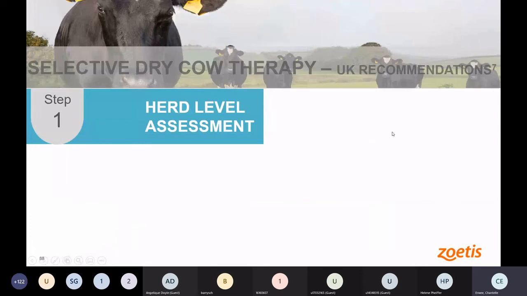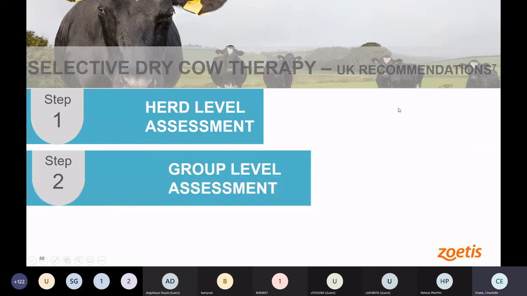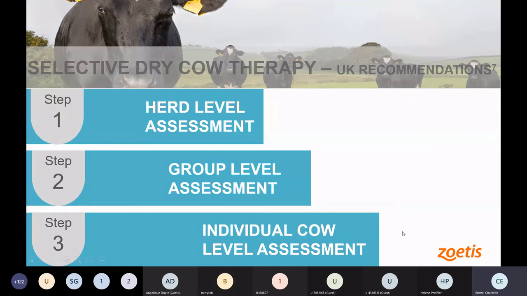How they do this in the UK is they first look at the herd, and there is a lot of information available. If you're interested, you're more than welcome to contact me. They first look at the herd: how's the management and the record keeping, the hygiene on this farm, and what records do they have available? Then they look at the group of animals that they are considering for selective dry cow therapy, whether these animals are high risk or not, and go from there, and then go down to the individual cow. So it is quite intensive.